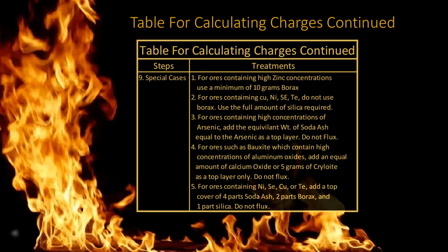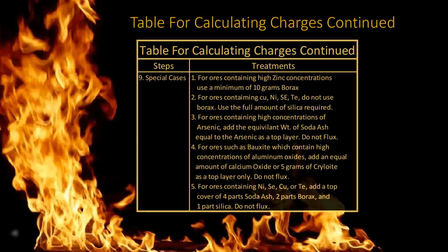In this last step of this table, it deals with some special cases, and it's important to be familiar with. If you have ever tried panning concentrate that contains zinc and magnetite, you would have found it to be very difficult without using a magnet to pull out the magnetite. Zinc is very difficult to fuse. It requires a minimum amount, that is 10 grams of borax or more, to fuse the zinc.